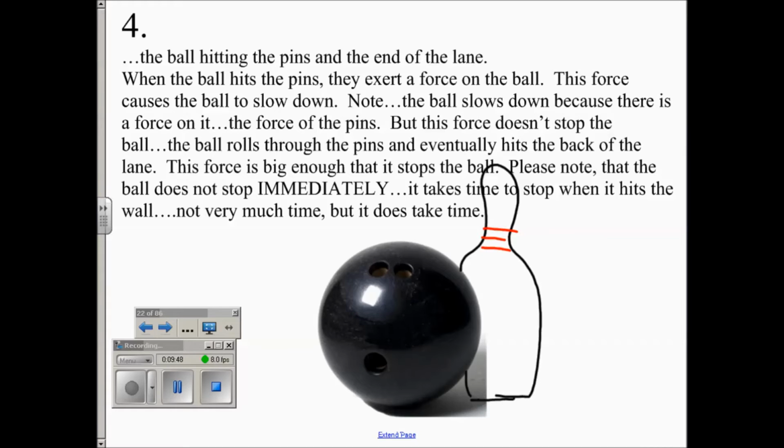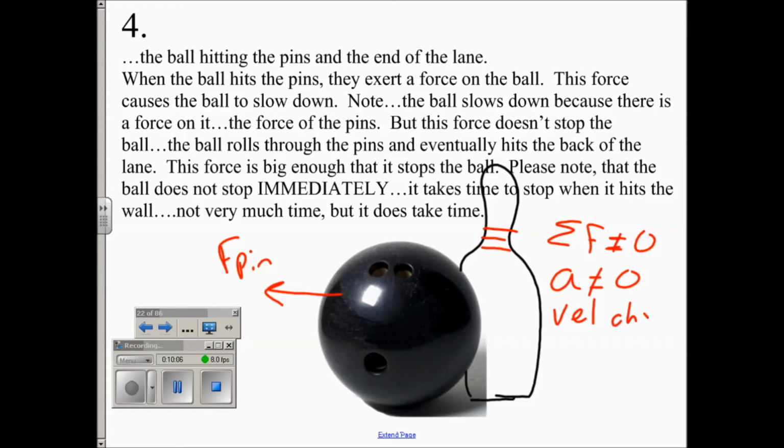Okay, so the ball is going to hit the pin, and as a result, there's a force from the pin. And so once again, our net force is not going to be 0 anymore, right? In fact, it's going to be negative something, which is going to mean that our acceleration is not 0. In fact, the acceleration is negative, which means the velocity changes, right? That's going to slow the ball down, right?